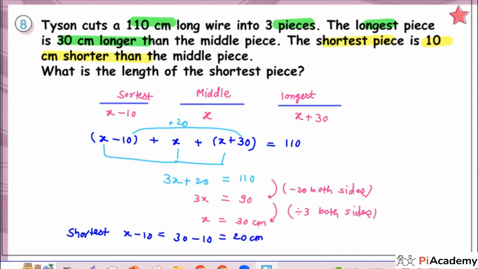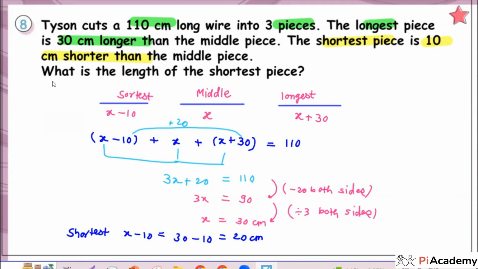Anyone have any doubt? Okay. Fahadi, what is your doubt? No doubt? Okay. Khushi, what is your doubt? I don't understand how you got 90 when you did 3x plus 20 is equal to 110 and then 3x is equal to 90.